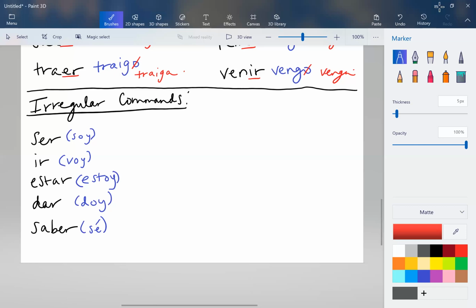Okay. The command for ser, for usted, is sea, and for ustedes, it would be sean. It looks like Sean. Please say sean. Okay. For ir, the usted form is vaya. What would it be for ustedes? Vayan.